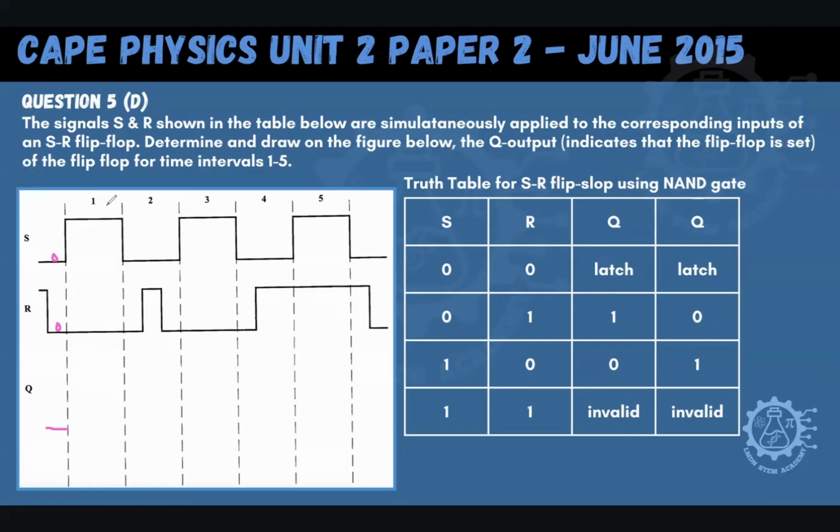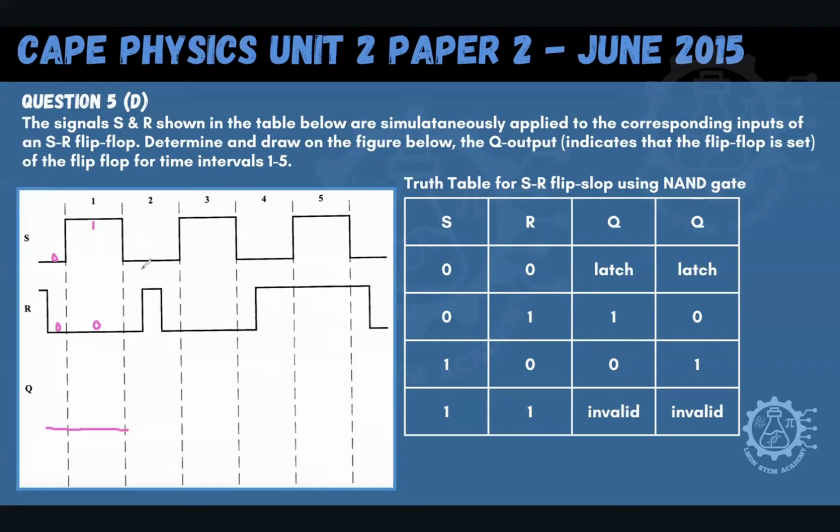So now, when we enter into time interval 1, what do we see? We see that S is now 1. It's in a high state. And then R remains in that low state, 0. So then I look at my truth table and I see that when it's 1, 0, my Q is supposed to be 0. So I'm going to keep my Q low. Okay, that's what my truth table said. When I have 1 and 0, I should keep my Q low.